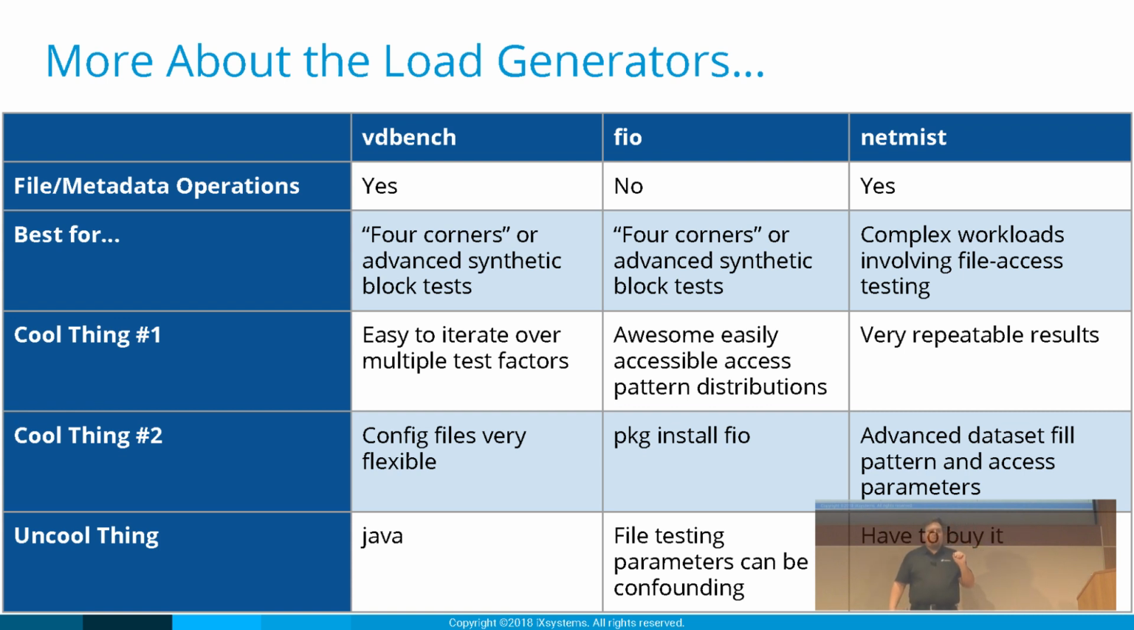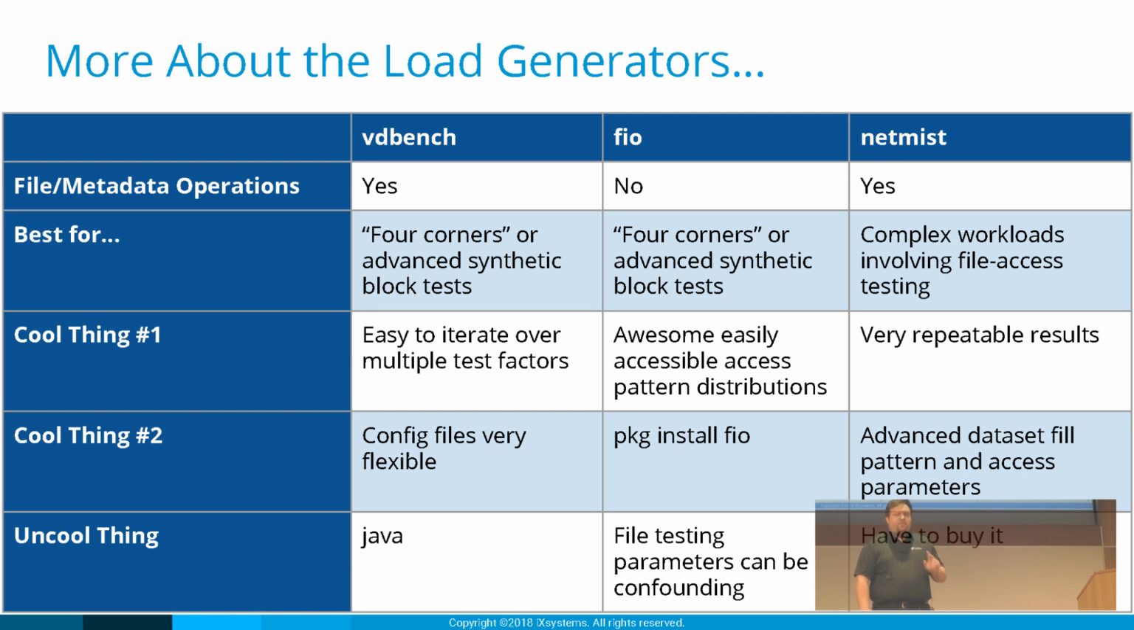So I would say VDbench and FIO are best for four corners type synthetic block testing. Both can also be used for file testing, but just doing I/O reads and writes against files. NetMist is purpose-built really for testing complex workloads that are doing file access. Pretty much it'll test anything POSIX compliant. There are some block support shims in it as well. Those are sort of early days, but if you have access to the tool and have feedback, then we would love to take suggestions to make that work a little bit more easily.